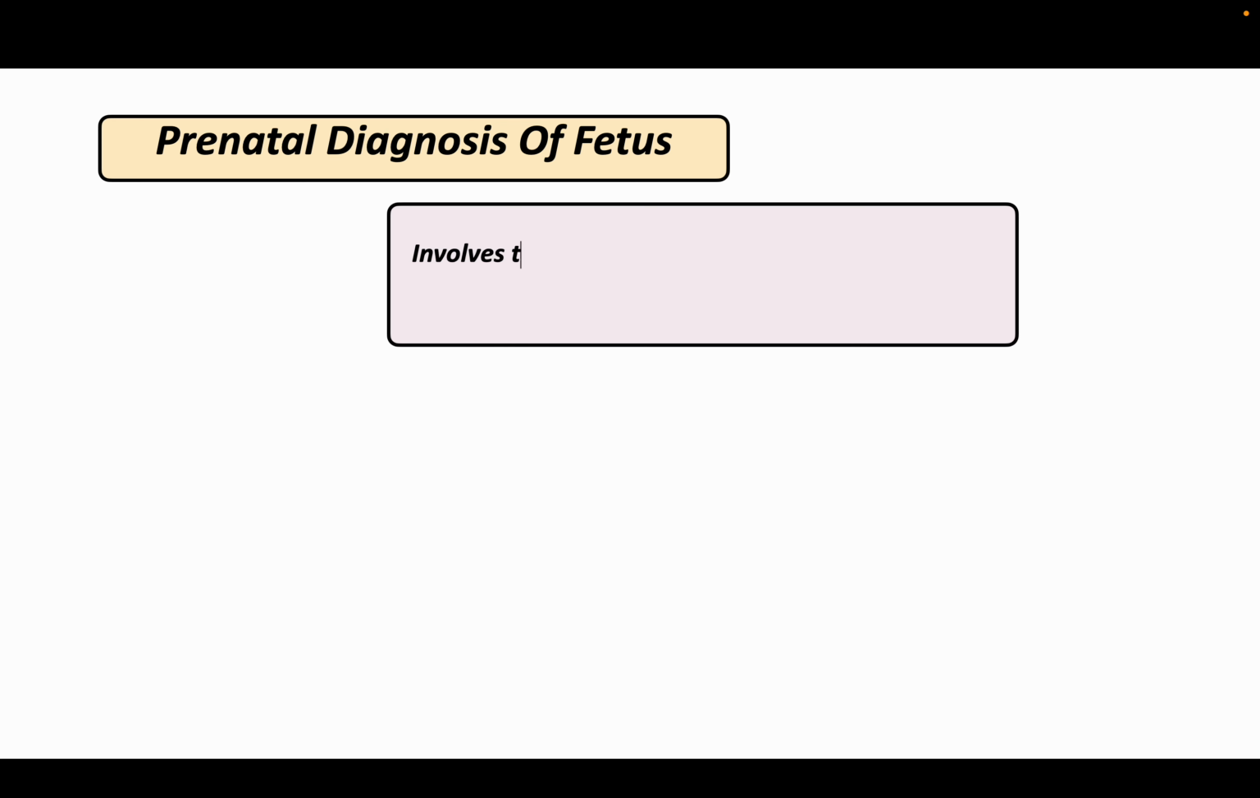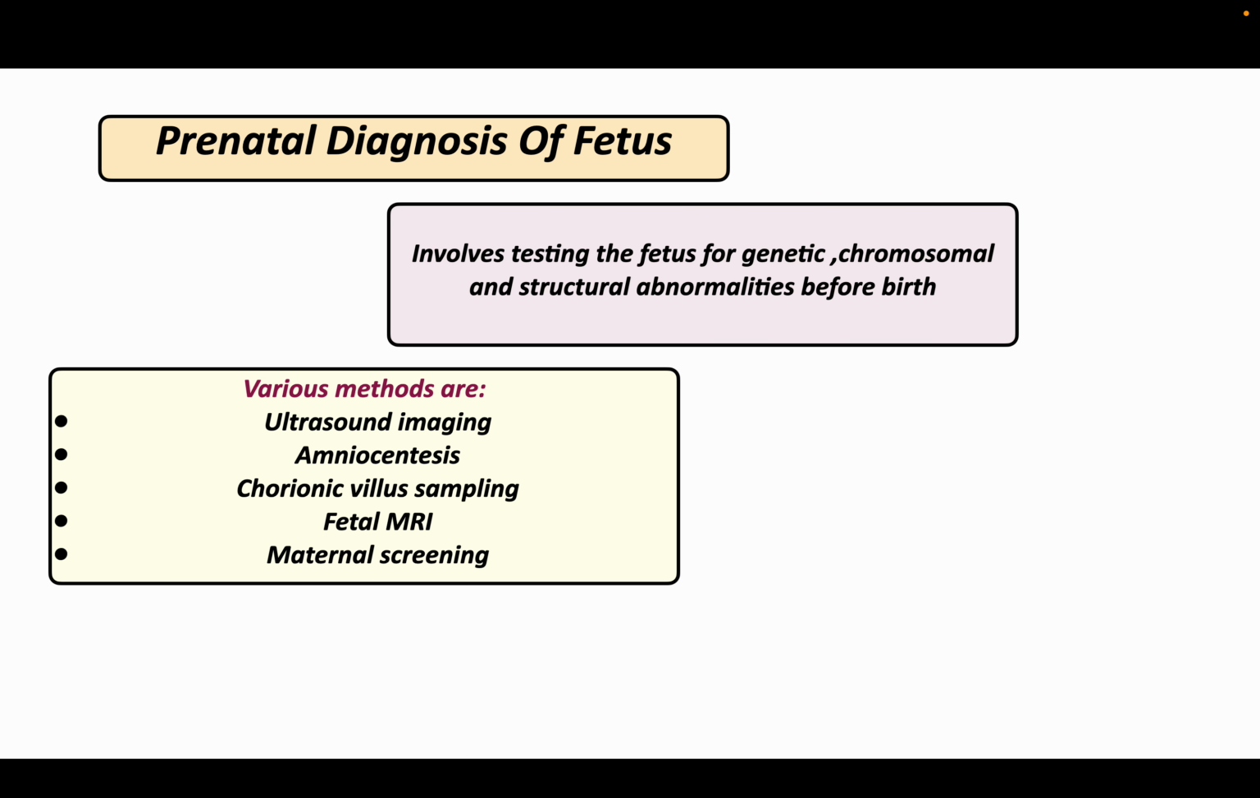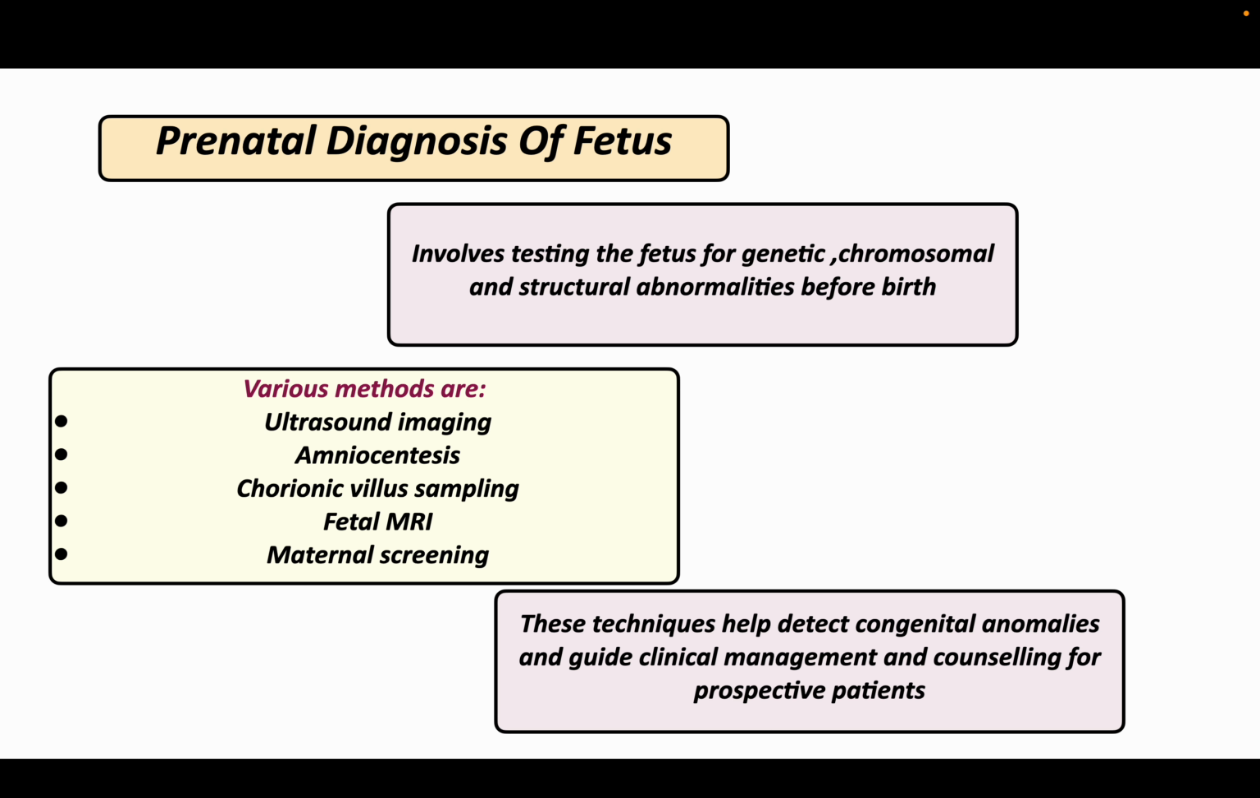Now before coming to the amniocentesis, prenatal diagnosis of the fetus involves testing the fetus for genetic, chromosomal and structural abnormalities before birth. Now various methods are ultrasound imaging, amniocentesis, chorionic villus sampling, fetal MRI and maternal screening. These techniques help in detecting the congenital anomalies and guide clinical management and counseling for the prospective patients.